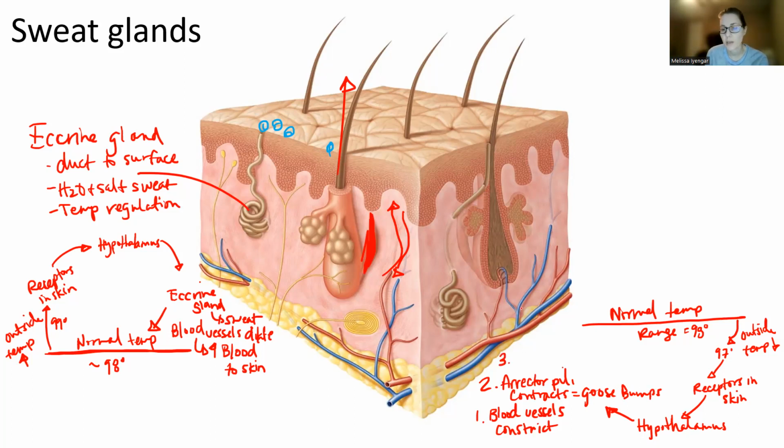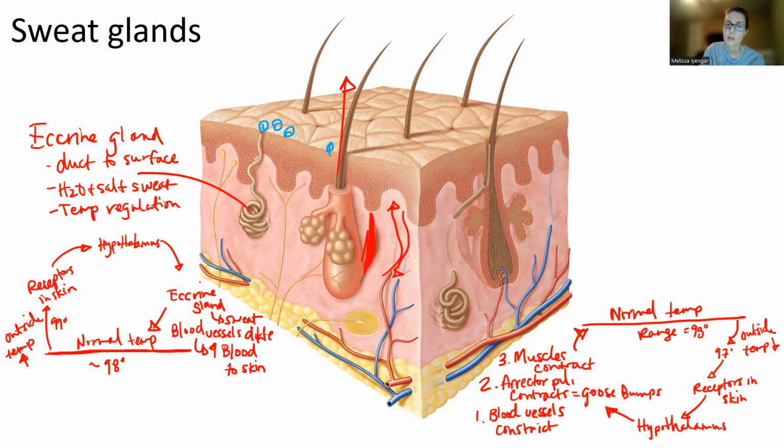And then the third thing is muscles contract. When muscles contract, they need energy to do that. One of the byproducts of making energy is heat. So all those things work together to help us bring back our temperature to its normal 98-degree range. Okay, so that's how temperature regulation works for skin.